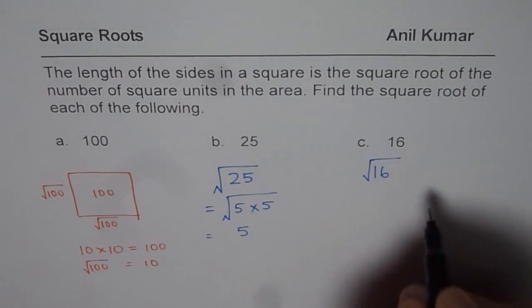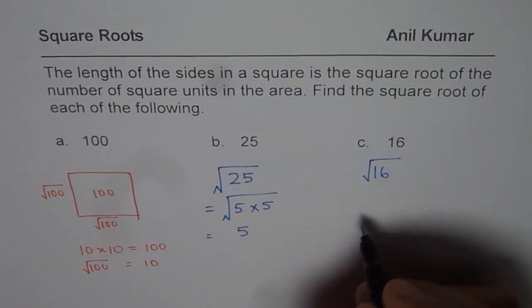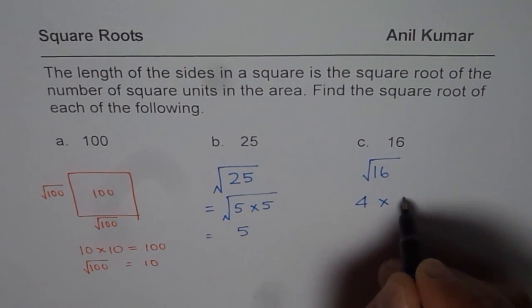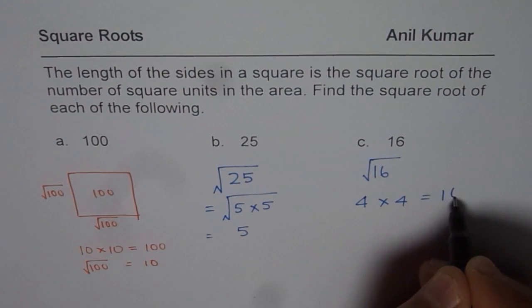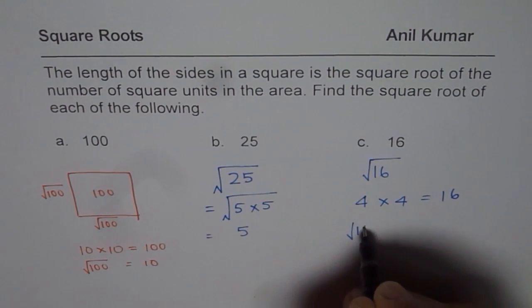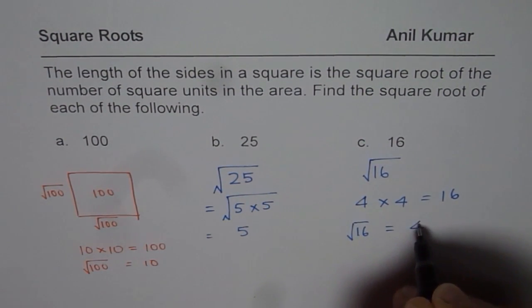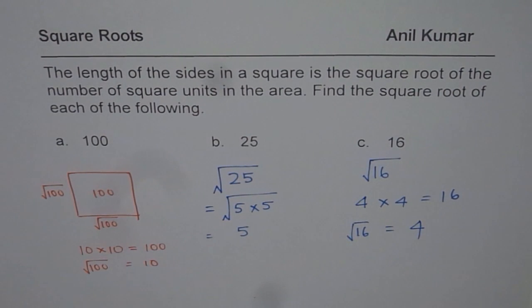That's the last question. Another way is trial and error. We could say, what is 4 times 4? 4 times 4 is 16, and therefore the square root of 16 is equal to 4. So these are different ways of finding the square root of a number.